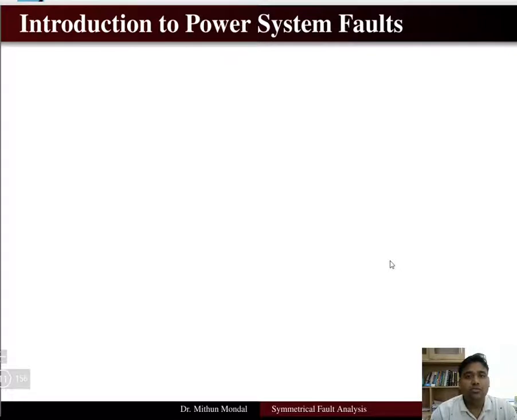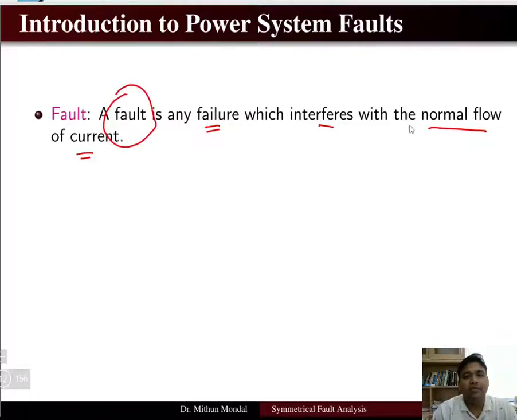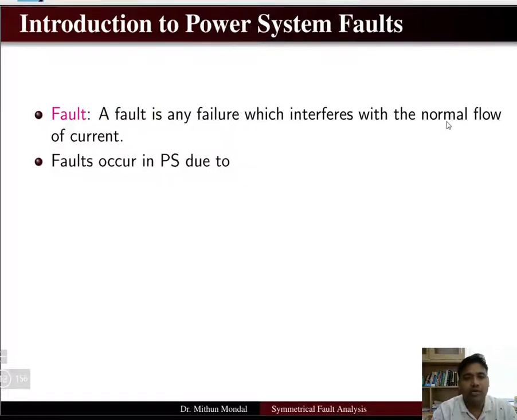So introduction to power system faults. Let us quickly look at what the power system faults are and how we define them. A fault is basically a failure which interferes with the normal flow of current. So when the system is healthy, there will be a normal flow of current, and if there is a fault, then there will be interference with the flow of current.